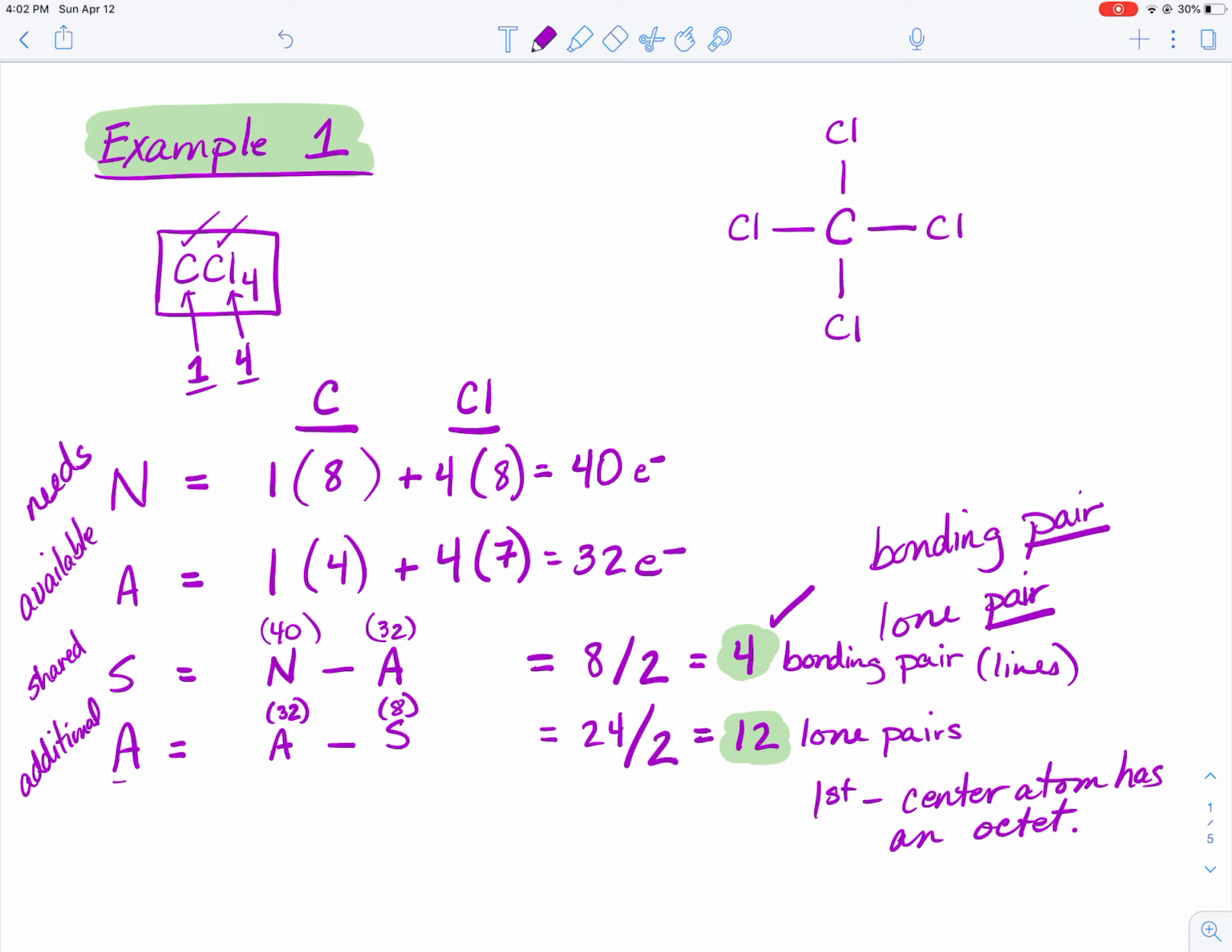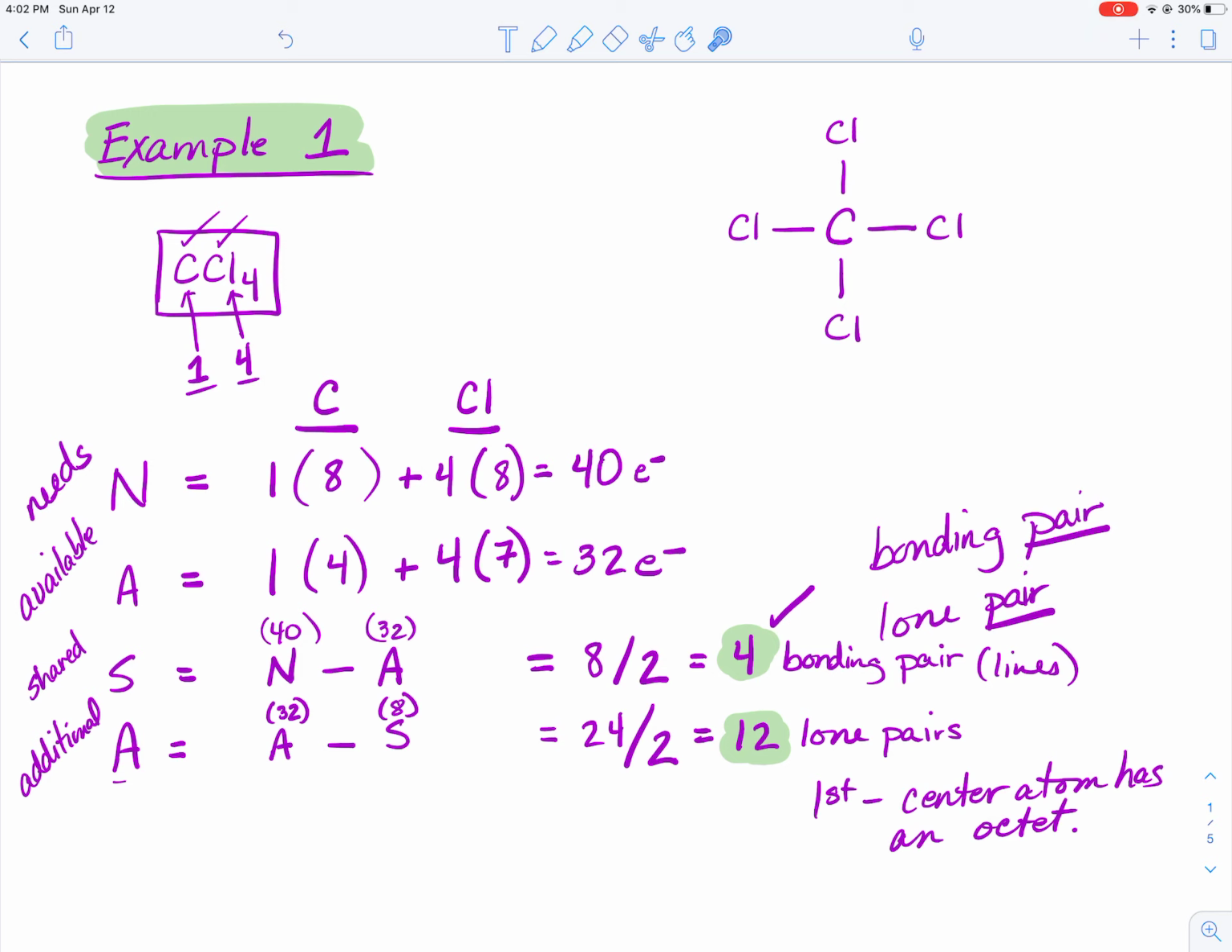So that means you want to make sure that it has 8 electrons, and if it doesn't, then you add a lone pair to the center atom. So we're going to look at that. Each one of these lines that is attached to carbon represents 2 electrons. So this would be 2, 4, 6, 8 that this carbon now has with it.